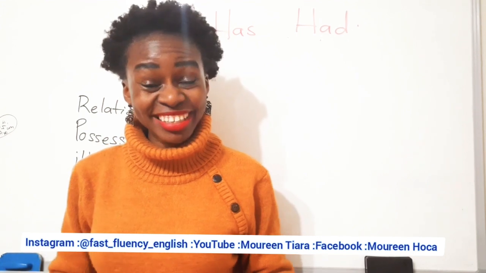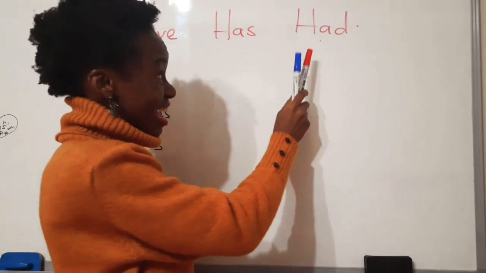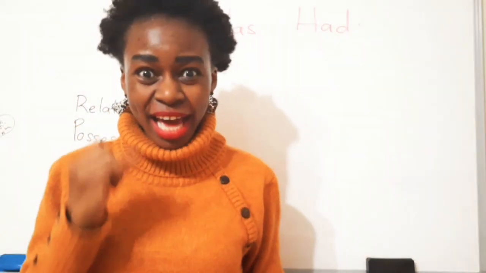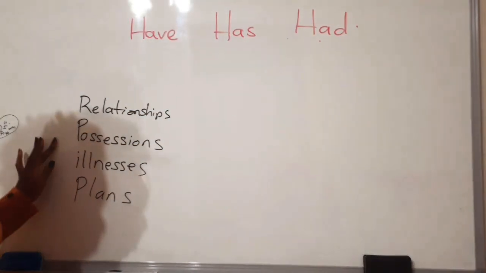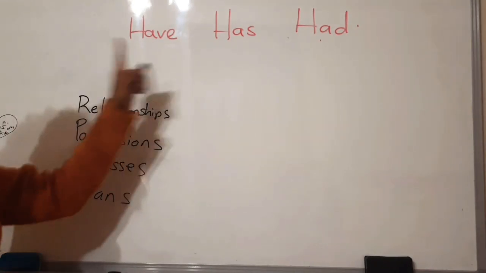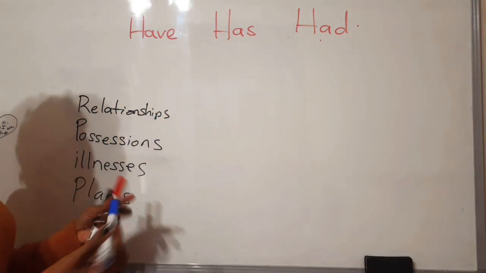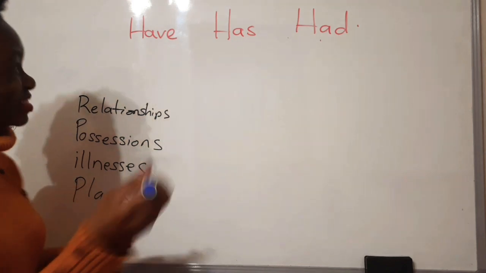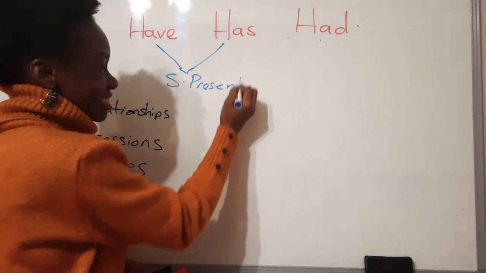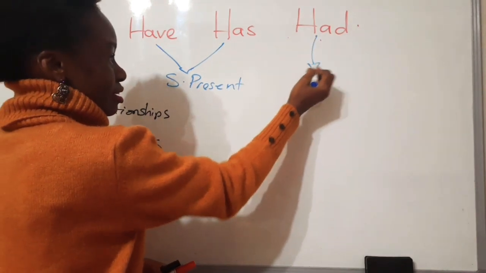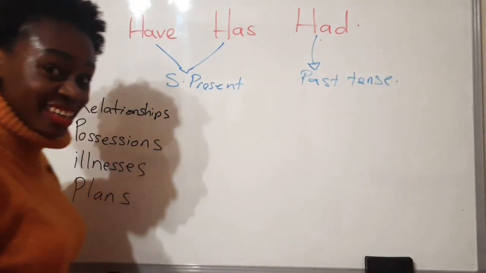Today our topic is going to be have, has, and had. When do we use have, has, had? Well, there are 4 different ways to use have, has, had. Number 1, for relationships. What is have, has, had? Have and has is for simple present, and had is the past tense, simple past. So how do we use it?